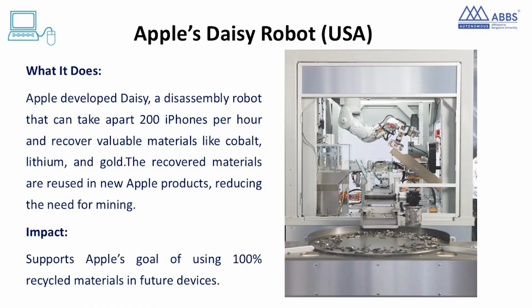Now we also have one of the best examples from Apple. Apple developed Daisy, a disassembly robot which could take up to 200 iPhones per hour and recover valuable materials like cobalt, lithium and gold. The recovered materials are used in new Apple products, reducing the need for mining. The impact is supporting Apple's goal of using 100% recycled materials in their future devices.